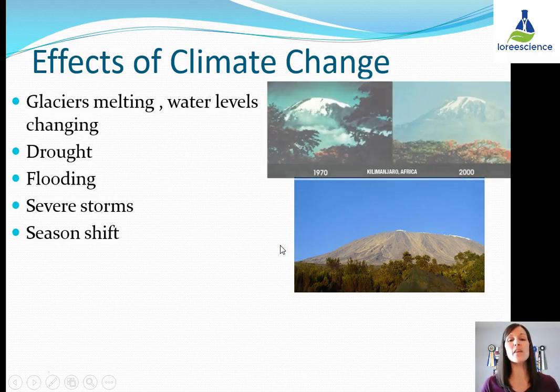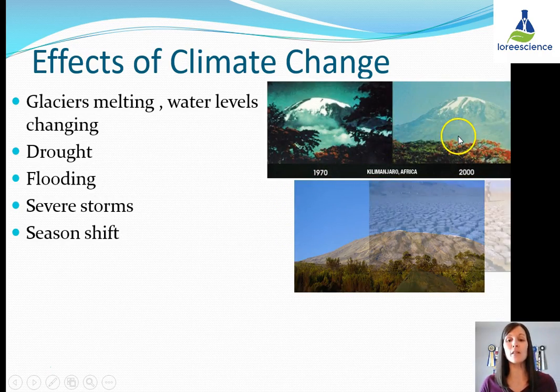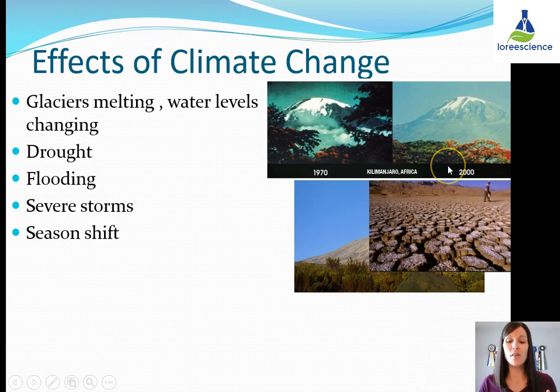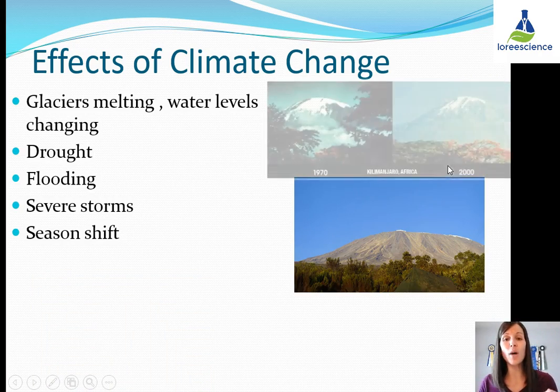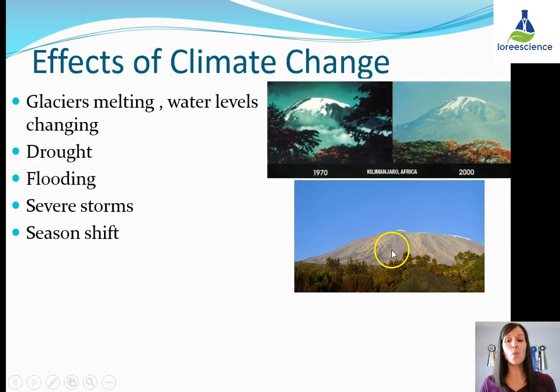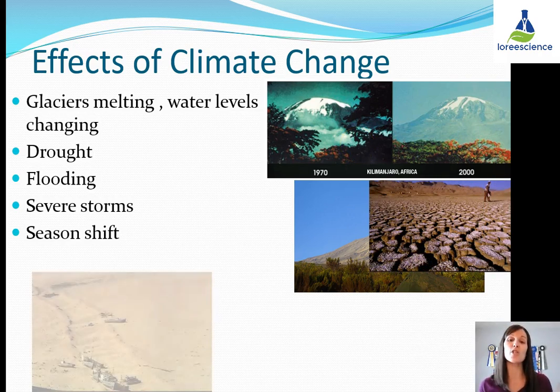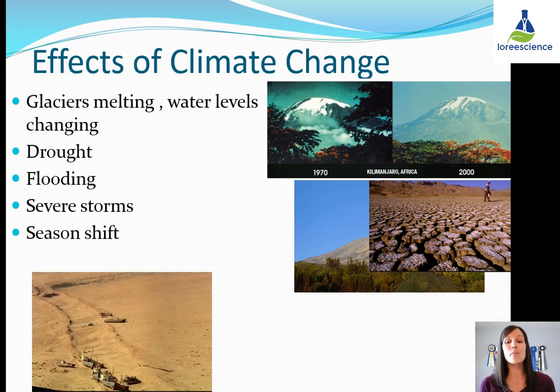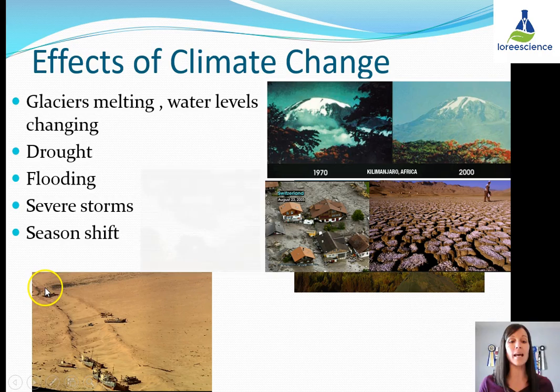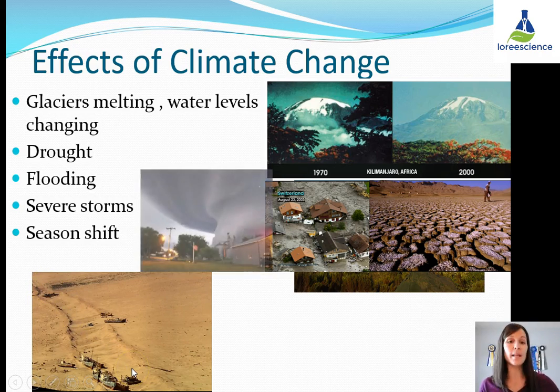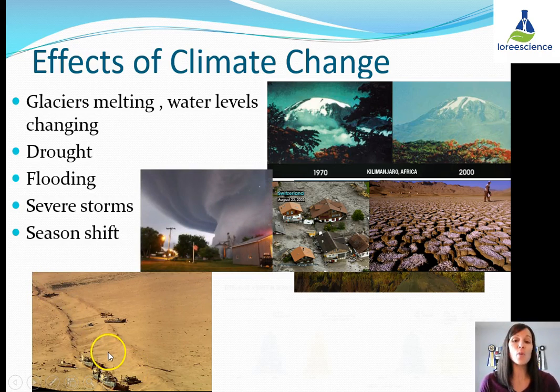So what are some of the effects of climate change? We'll take a look at Mount Kilimanjaro. Okay, the amount of snow on top from the 1970s to 2015 is drastically decreasing. Glaciers are melting, which changes water levels, which changes the animals that can live there. There's drought happening in many parts of the earth, meaning that what used to be a river to bring things to and from is no longer there.